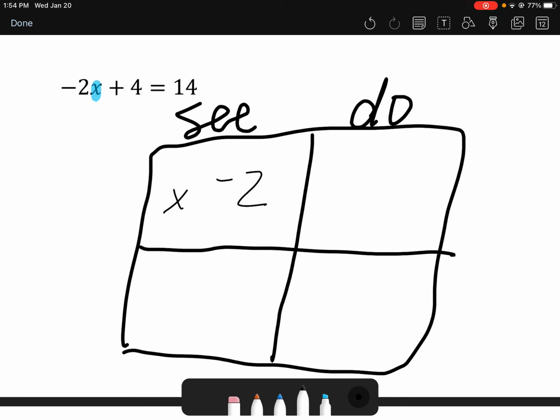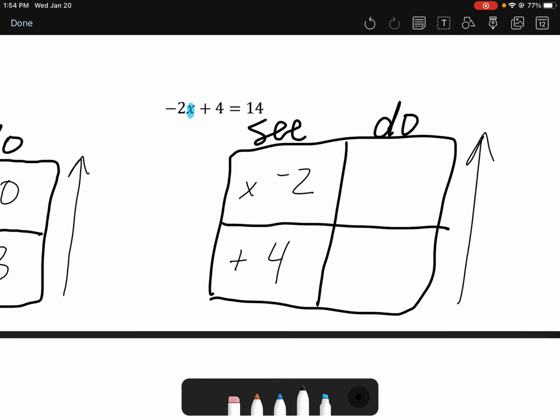After I multiply it by negative 2, I have this plus 4, so I'm adding 4. For my do side, I have to be looking at the inverse operation of what's going on in the see column. So when I'm adding 4, the inverse of addition is subtraction. I will subtract 4. I'm multiplying by negative 2, which the inverse would be to divide by negative 2.